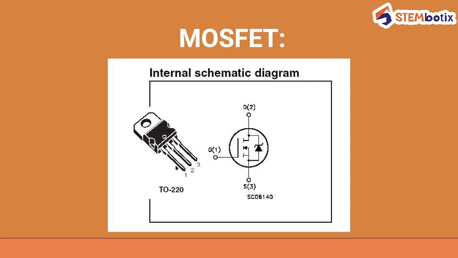First, second, third, these are the three terminals. The first is gate, the second is drain, and third is source. So this is how its internal diagram is represented. This is a Zener diode, this is a normal diode, and due to this kind of replacement of diode, it gives enhancement and depletion type of MOSFETs.